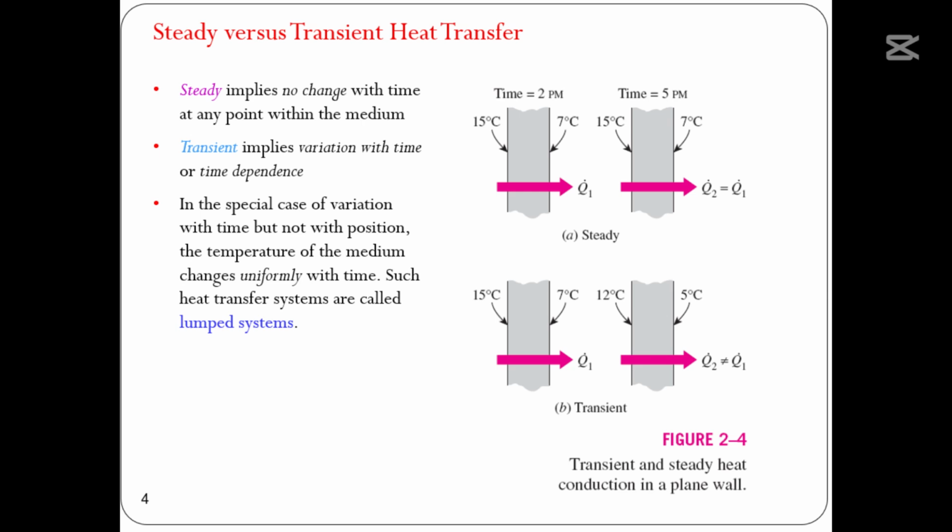On the other hand, if the temperature between 2 p.m. and 5 p.m. changes, like 15 and 7, and 12 and 5, it means that Q1 and Q2, which are the heat transfer rates, are not equal. It means that the system is not steady state. The temperature or the heat transfer changes with respect to time. There is one special case with variation with respect to time but not with respect to position. The temperature in the medium changes uniformly with time. Such heat transfer systems are called lumped systems.